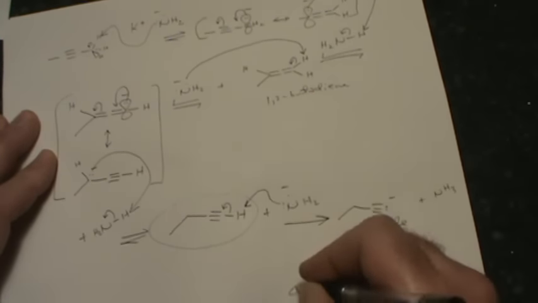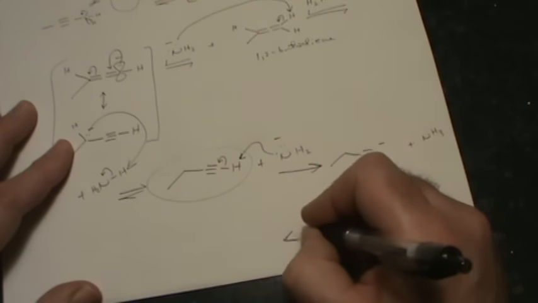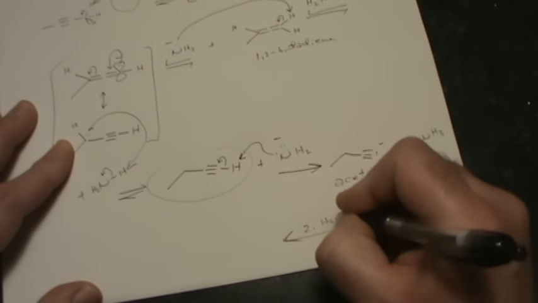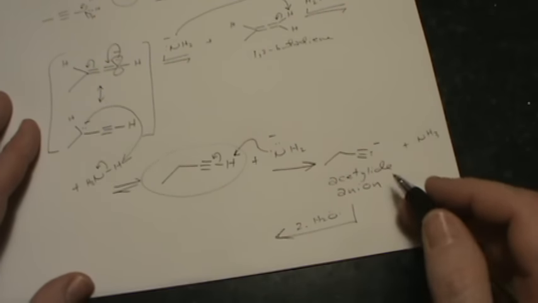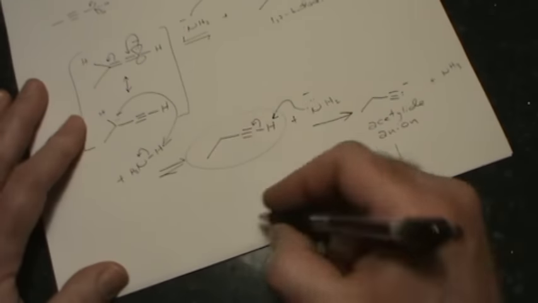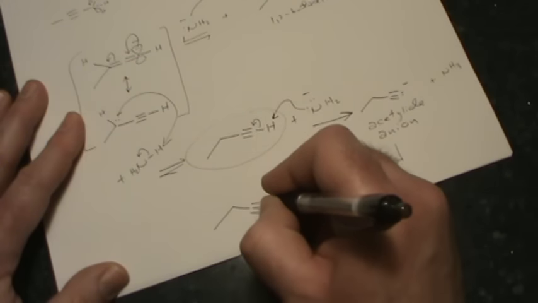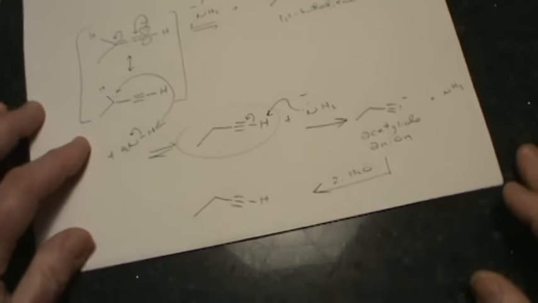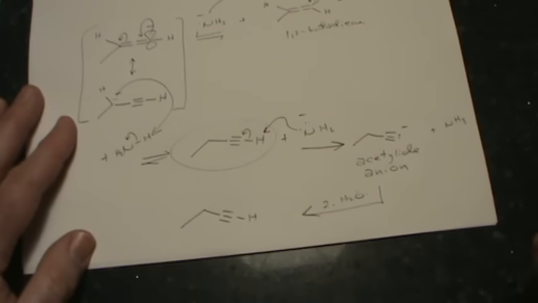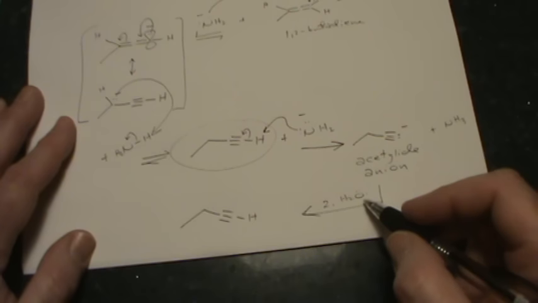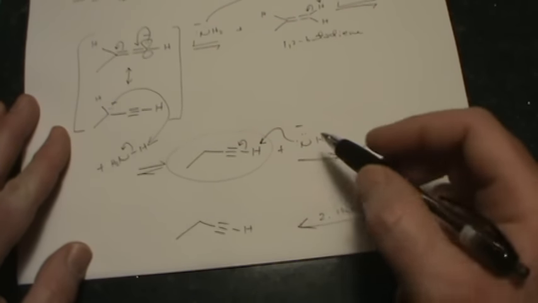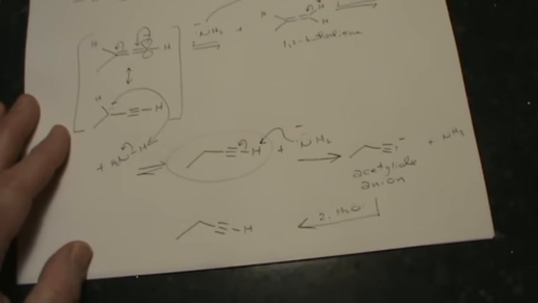Then we come along in our second step and we add H2O. And the purpose of the H2O is to protonate the acetylide to give us a neutral terminal alkyne, which we can now isolate and use. But it's also around to quench any excess amide which is floating around, and there should be quite a bit of it.